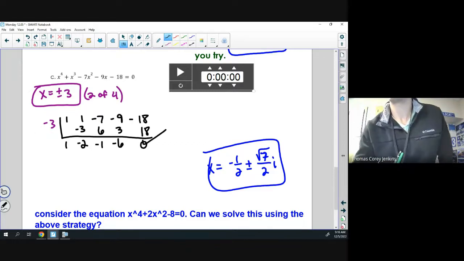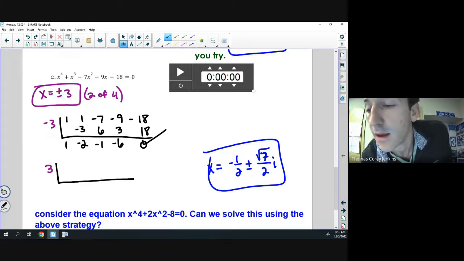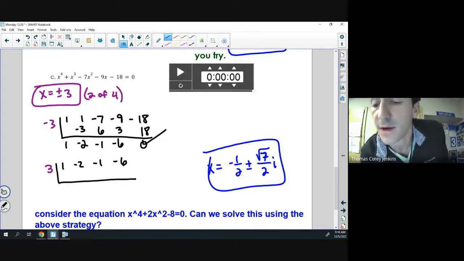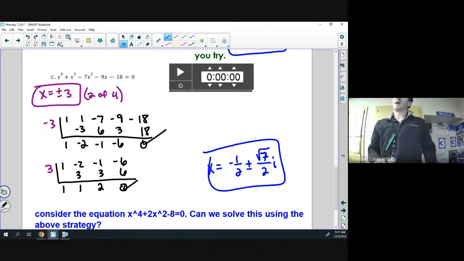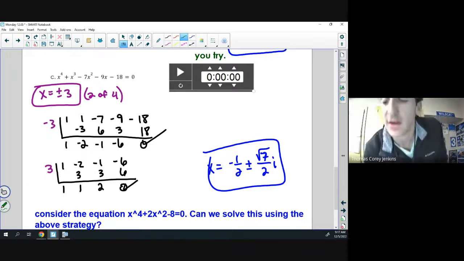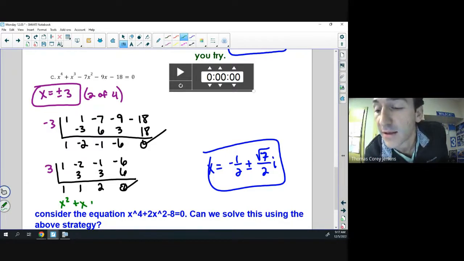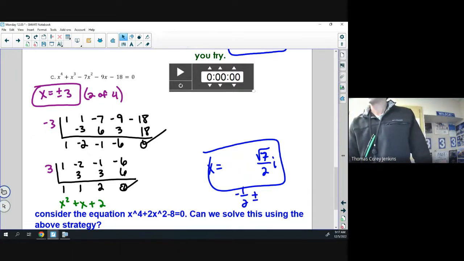Then we can divide 3 into that cubic: 1, -2, -1, -6. Bring down the 1. Multiply to get 3. Add to get 1. Multiply to get 3. Add to get 2. Multiply to get 6. And another check mark, right? So we also have our quadratic expression, which is 1x squared plus 1x plus 2. We know we can't factor it because our last two are imaginary or complex.